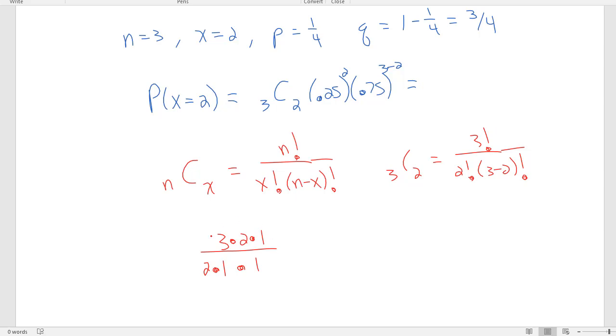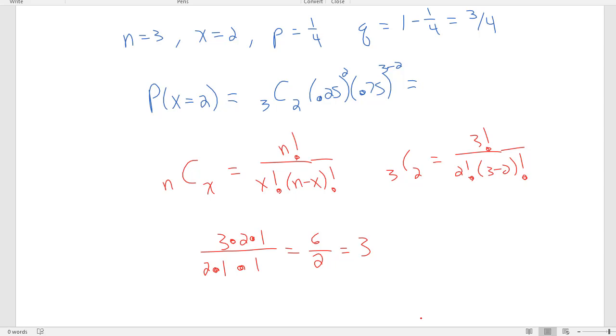So in this case, if I multiply all of this out, I get 3 times 2 times 1, which is 6. I get 2 times 1 times 1, which is 2. And there were the 3 ways that we got our 2 successes out of 3 trials. So this is a binomial coefficient. It's the number of ways of finding x successes out of n trials.